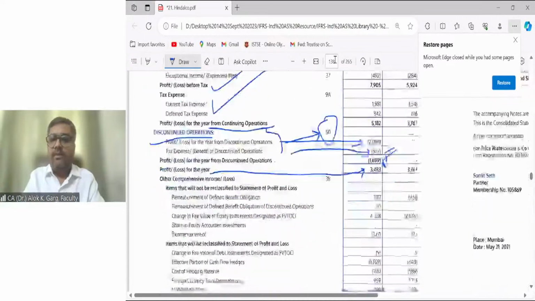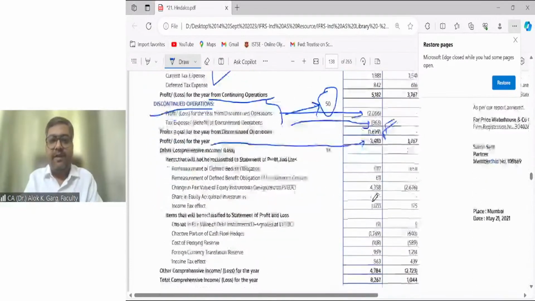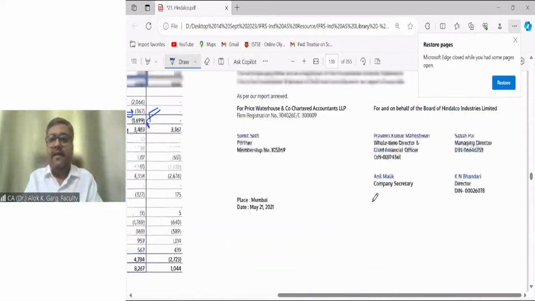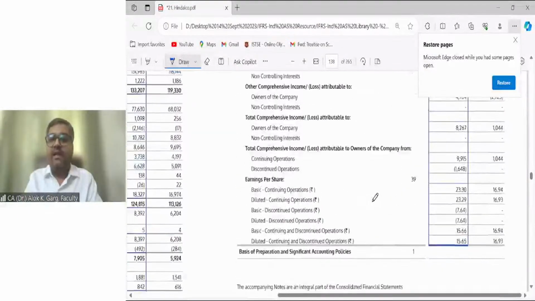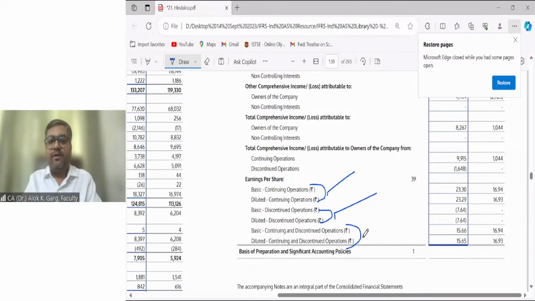Now, I have shown you this part, note number 50. And then, friend, in earning per share in P&L, it also says that you have to provide the earning per share from continuing operation, earning per share from discontinued operation, and earning per share from the total operations, right?